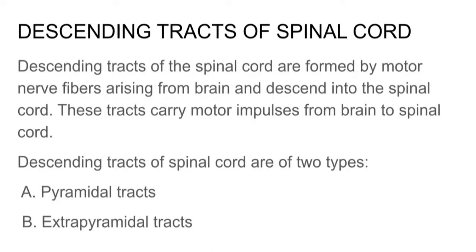Descending tracts of spinal cord. Descending tracts of spinal cord are formed by motor nerve fibers arising from brain and descending into the spinal cord. These tracts carry motor impulses from brain to spinal cord. Descending tracts of spinal cord are of two types, that is pyramidal tracts and extrapyramidal tracts.